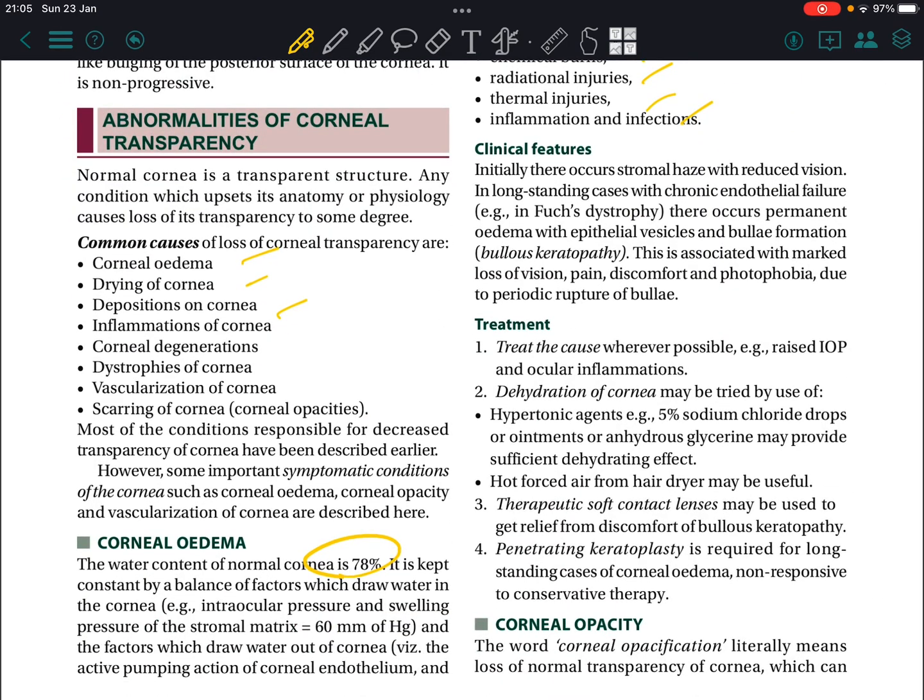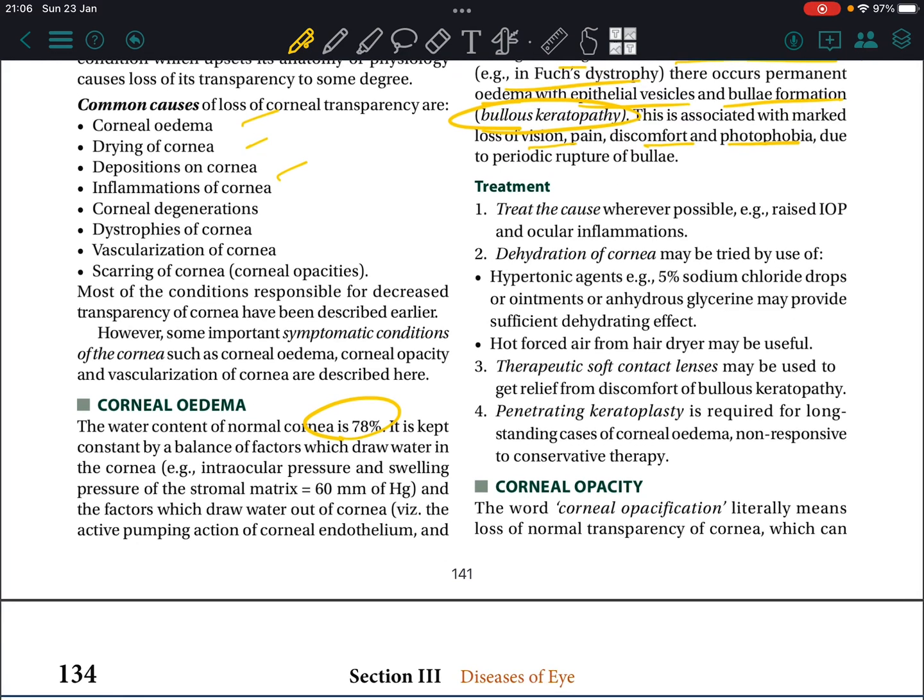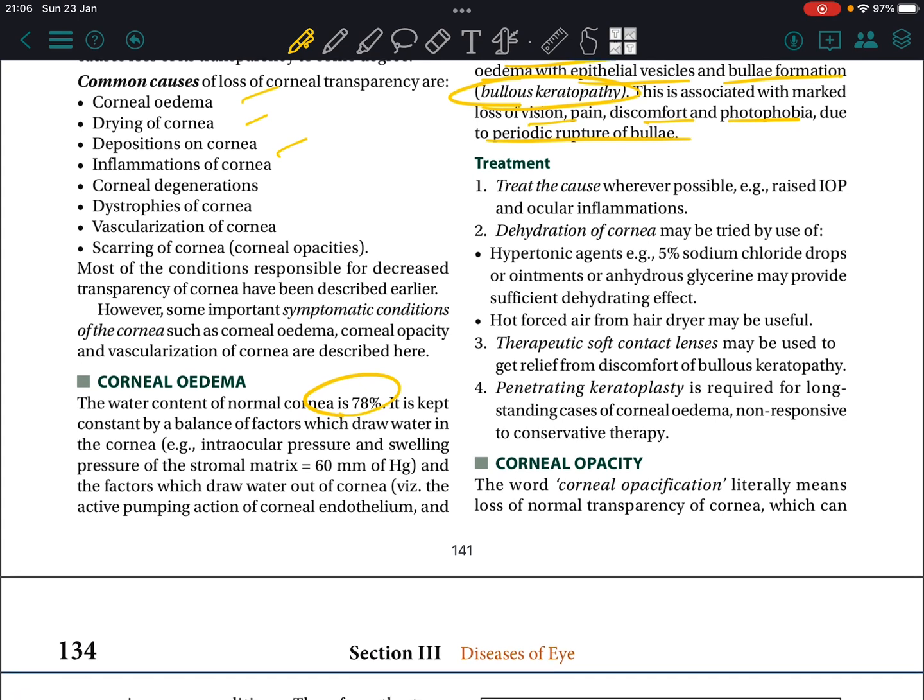Clinical features: stromal edema, reduced vision. In long-standing cases with chronic endothelial failure, there occurs permanent edema, epithelial vesicles, bulla formation, bullous keratopathy, associated with marked loss of vision, pain, discomfort, photophobia, etc. Periodic rupture of bullae occurs.